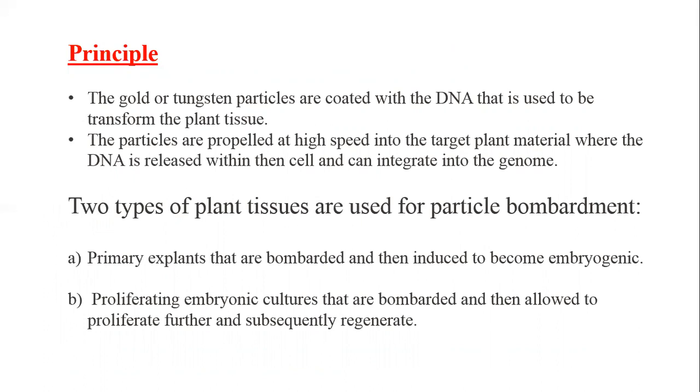The principle lies in using gold and tungsten particles coated with DNA for the transformation of plant tissues. The particles are propelled at high speed into the target plant material, where the DNA is released within the cell and can integrate into the genome. There are two types of plant tissues used for particle bombardment. One is the primary explant, that means leaf, nodes, and callus. The second is proliferating embryonic culture, meaning somatic embryonic callus.